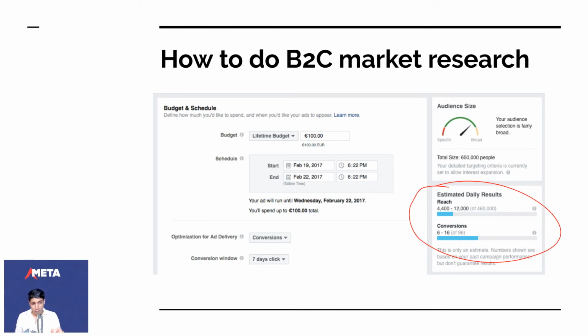So you can see how many people you are planning to reach, how many people you can reach. Of 460,000, or the total size, you can see the total size is 650,000 people, with an estimated daily reach. These are all numbers you can use to do market research, right? And this is actually the total addressable market. This is the people you can actually reach via Facebook ads.